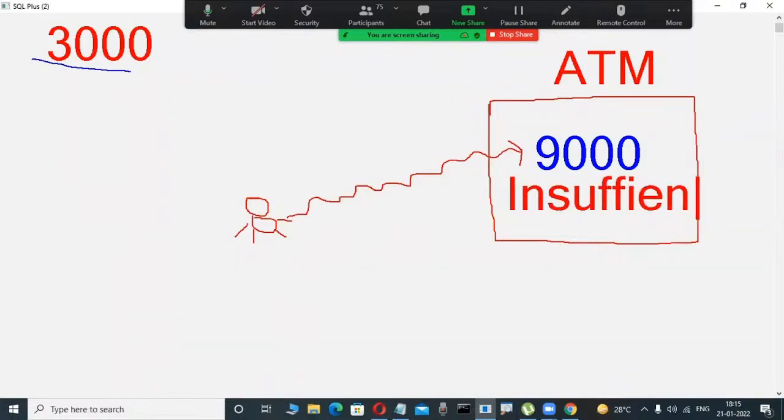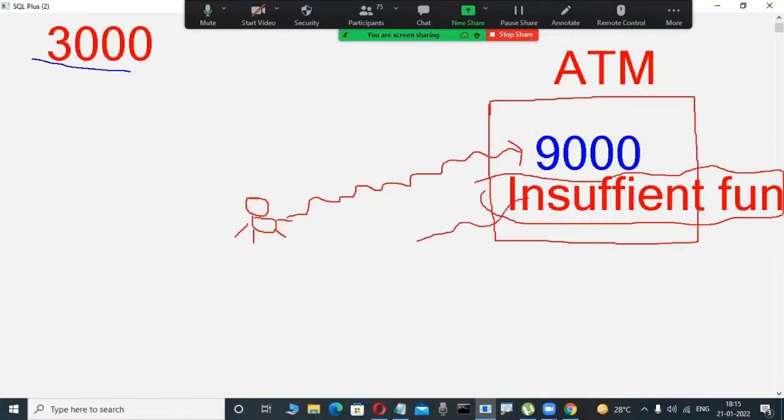Why? Because here your balance is low, 3,000, but you are trying to withdraw more than 3,000, that is 9,000, 8,000, 7,000 like that. How is it possible? In that case only, the insufficient funds message will be displayed. But how does the ATM center know?